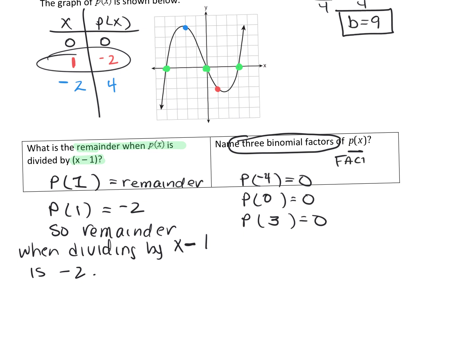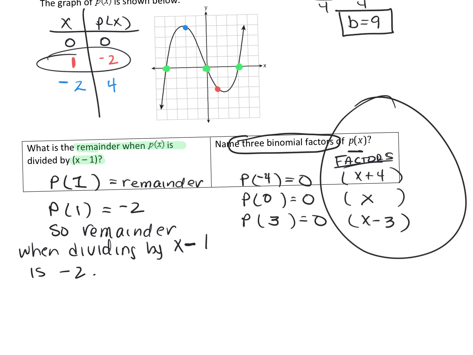So what would the factors be? Because remember, the factors are binomials. They have 2 parts, an x and a number. What would the factors be? X plus 4, x plus 0. It could be x plus 0 or x minus 0. This is the only time, well, it's probably just x, right? Because if you add 0 or subtract 0, you just get x. X minus 3. So here's our factors. Remember, the numbers in the factors have the opposite sign of the number in the function.